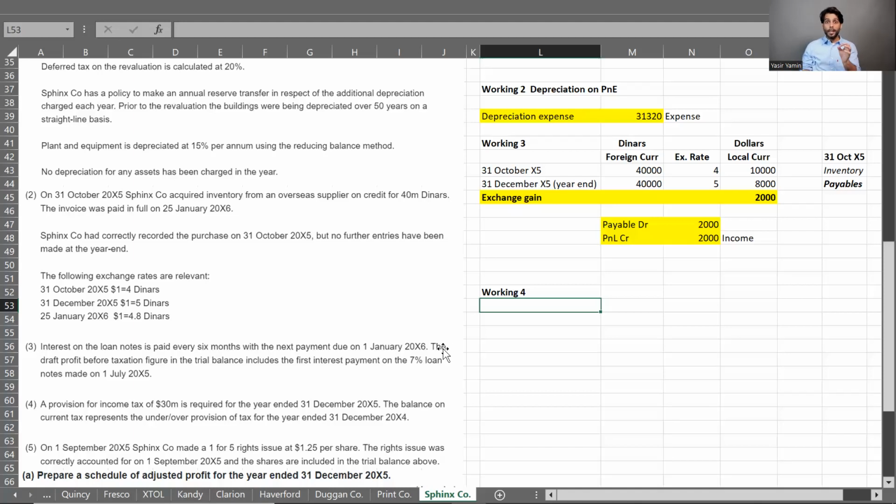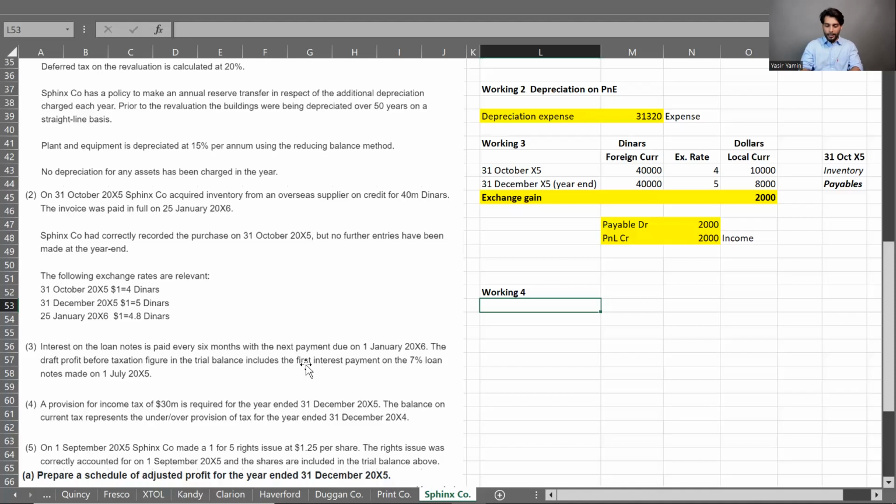So there should be an interest expense accrued. It says the draft profit before taxation figure in the trial balance includes the first interest payment on the 7% loan made on 1st July X5. So your interest is paid biannually. You have a $30,000 loan note, 7% rate of interest, but interest is paid 2 times in a year. So the examiner says that your trial balance figure of profit or loss already contains the first interest payment. That means it does not contain the second, the half-year interest payment.